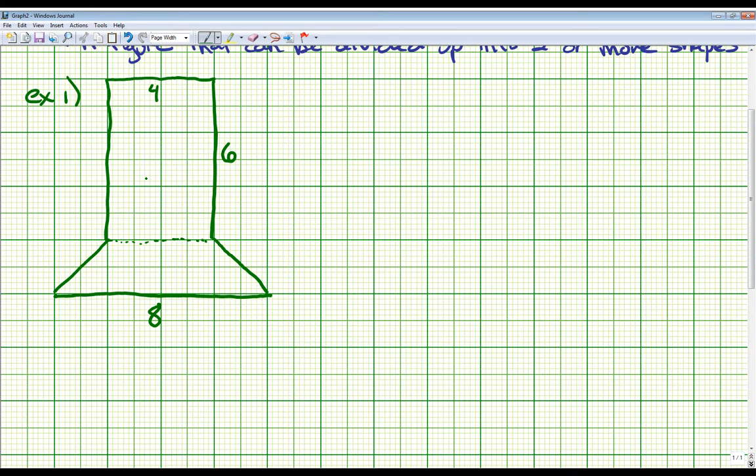This top one would be a rectangle, so I'm going to label it R for rectangle. This bottom would be a trapezoid, so I'll label it trap, so we know what formulas we're going to be using. Let's focus on our rectangle first. For a rectangle, it's length times width. Our length, kind of tipped over on its end, would be 6, times the width, which is 4, which gives us a total of 24 units squared for that section. Then the bottom piece is a trapezoid.